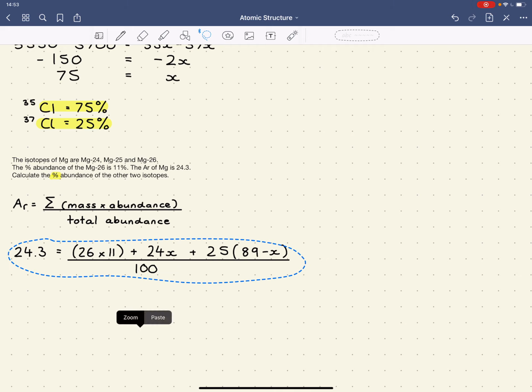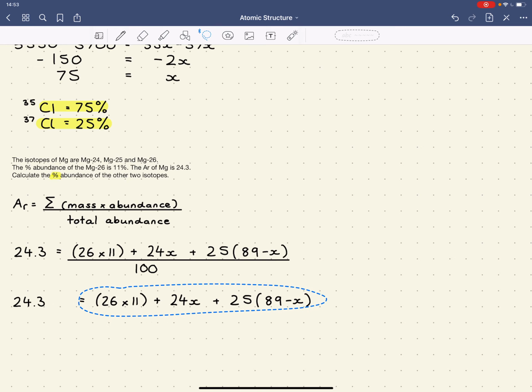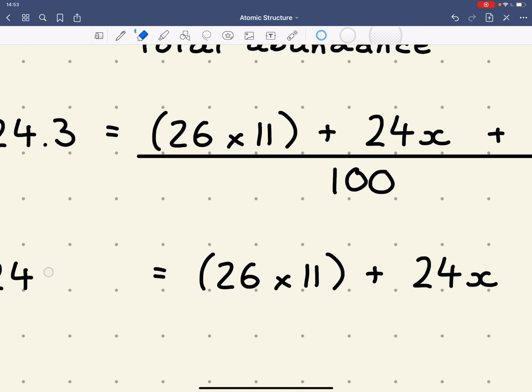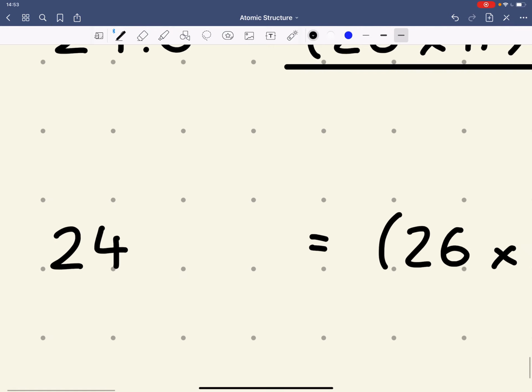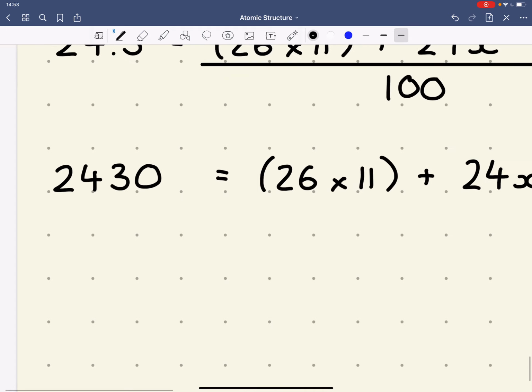So I'll just copy this. If we multiply both sides by 100, we get rid of this 100 on the bottom line, which is basically what I want to do. And we need to multiply that 24.3 by 100. And when we do that, we get 2,430. And then it is a case of just solving this for x.